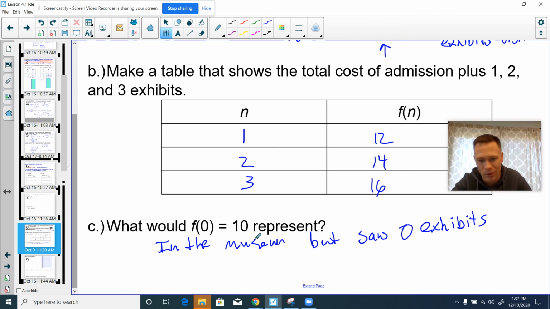Maybe you just had to use the bathroom. Who knows? Museum. My goodness. There's an M at the end of that.